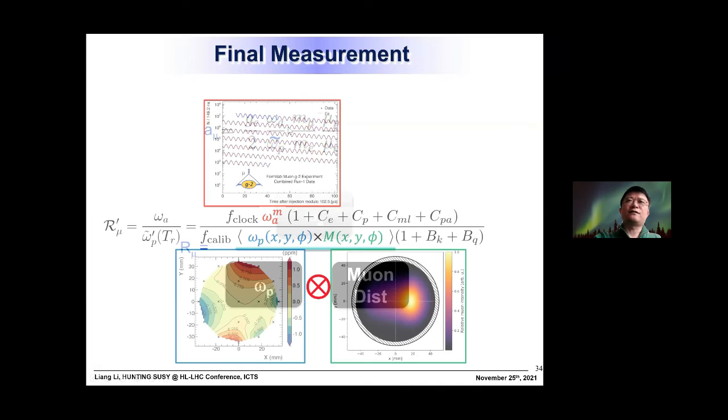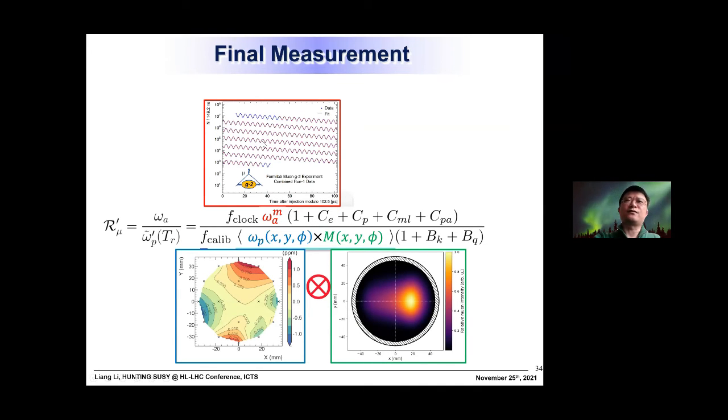Okay, so this is the final result. Before I show it, I just show how we got there, right? I will show the final results later. This is omega A, I explained before, and this is omega P. You can see that this one is better than what I showed from 3 years ago. And this one I haven't shown, right? This is the muon distribution I mentioned in previous slides, and this is how we measured it.